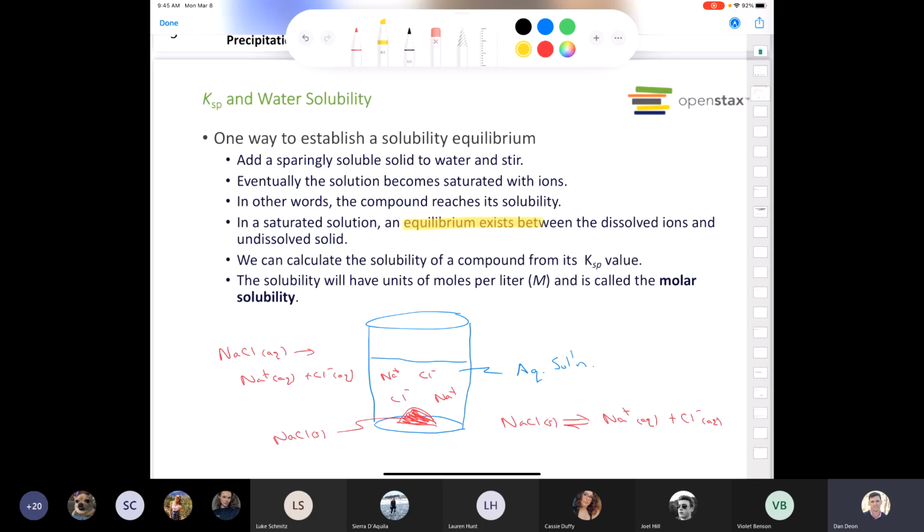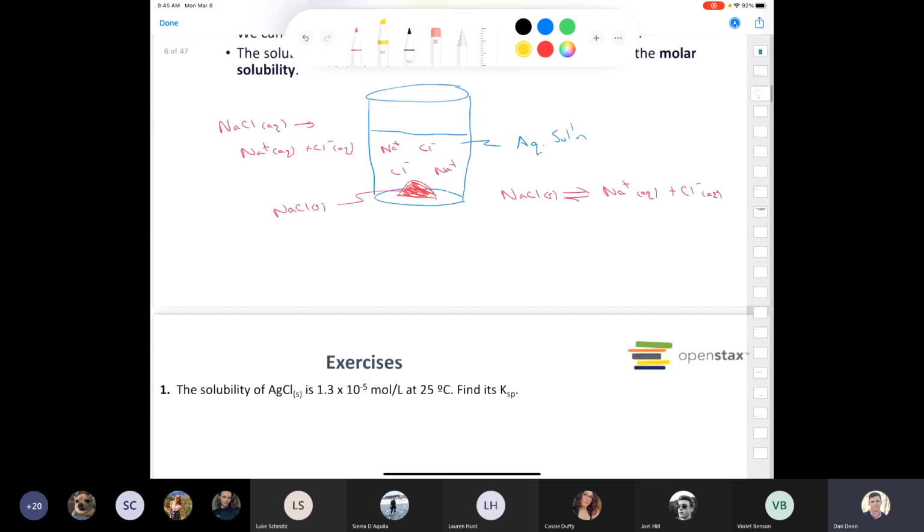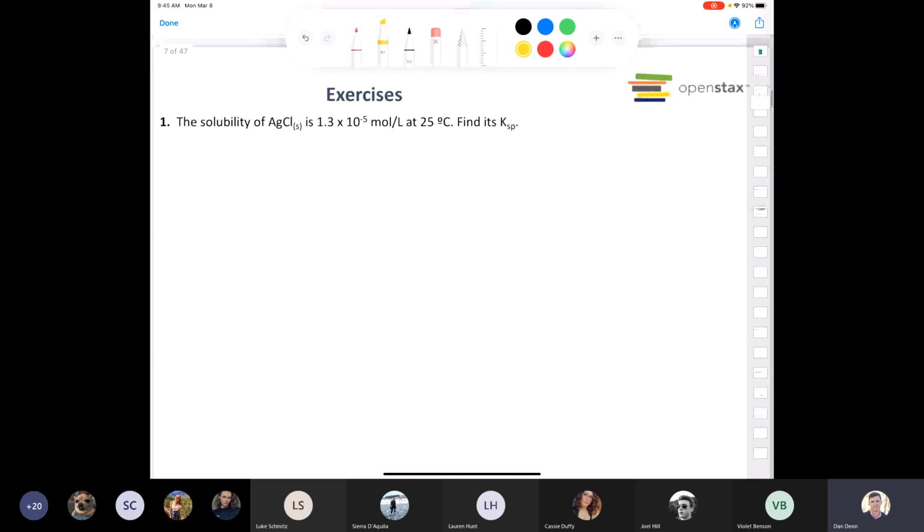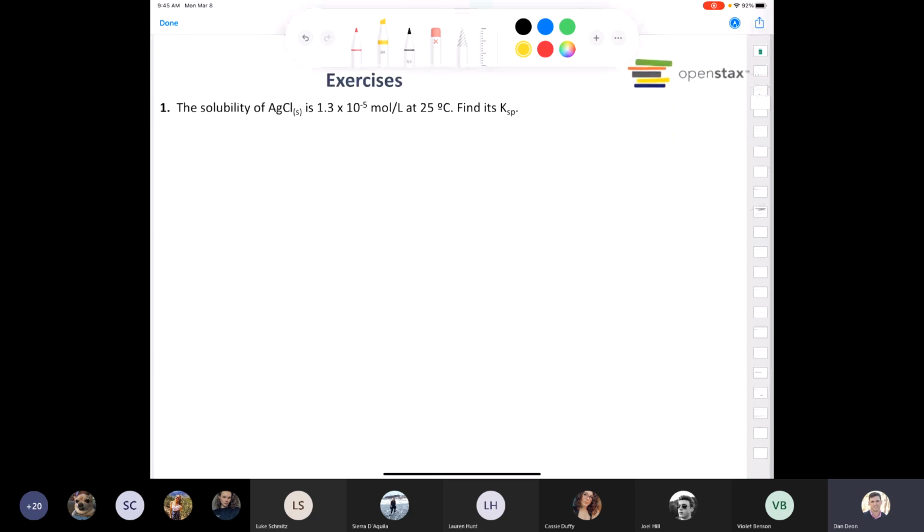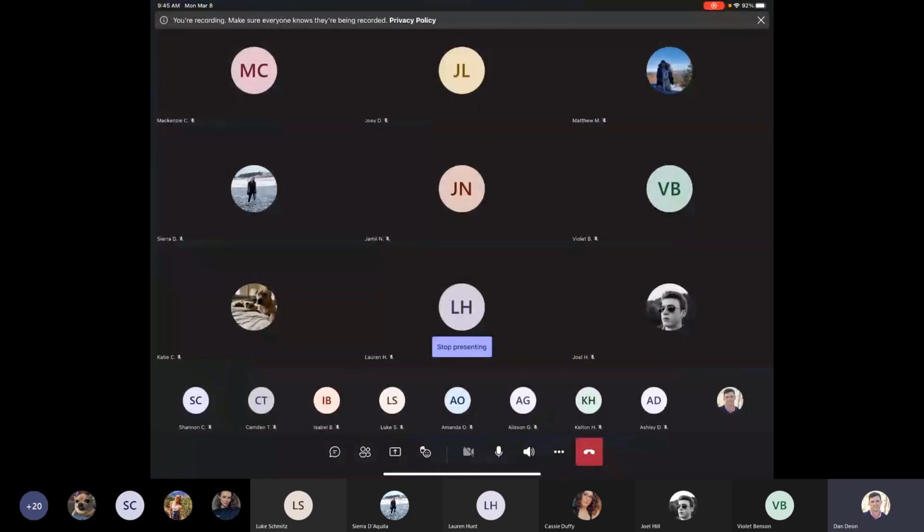Then we can calculate the solubility based on the KSP value, and then we're going to evaluate what's called molar solubility, which you can imagine is the number of moles per liter that are going to be soluble for our sparingly soluble compound. Anyhow, so dynamic equilibrium. Well, with all that in mind, let's take a look at a problem. And just like everything in chemistry class, it becomes more clear once you look at examples.